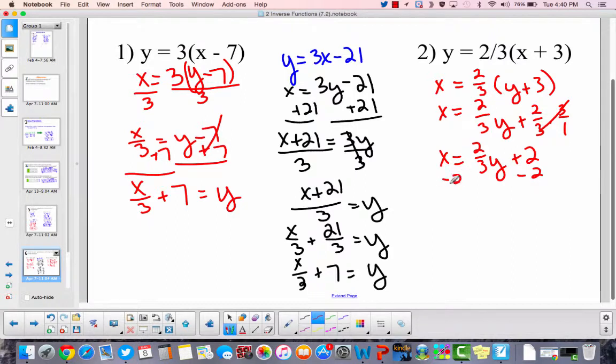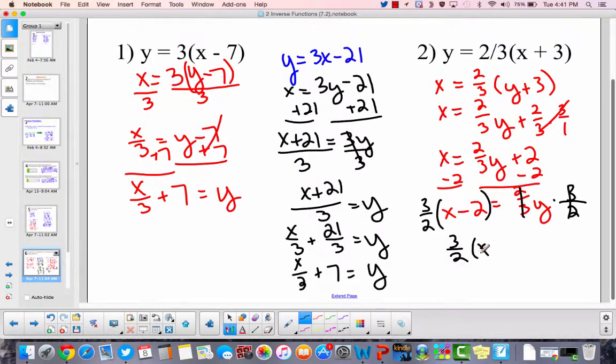I can subtract the 2 from both sides, and I get x minus 2 equals 2/3 y. How do I undo this? Well, this is multiplying by 2 and dividing by 3. So undoing multiplying by 2 would be to divide by 2. And undoing dividing by 3 would be multiplying by 3. But if I do it to this side, I have to do it to this side as well. So these are going to cancel over here. So I've got 3/2 times x minus 2 equals y.